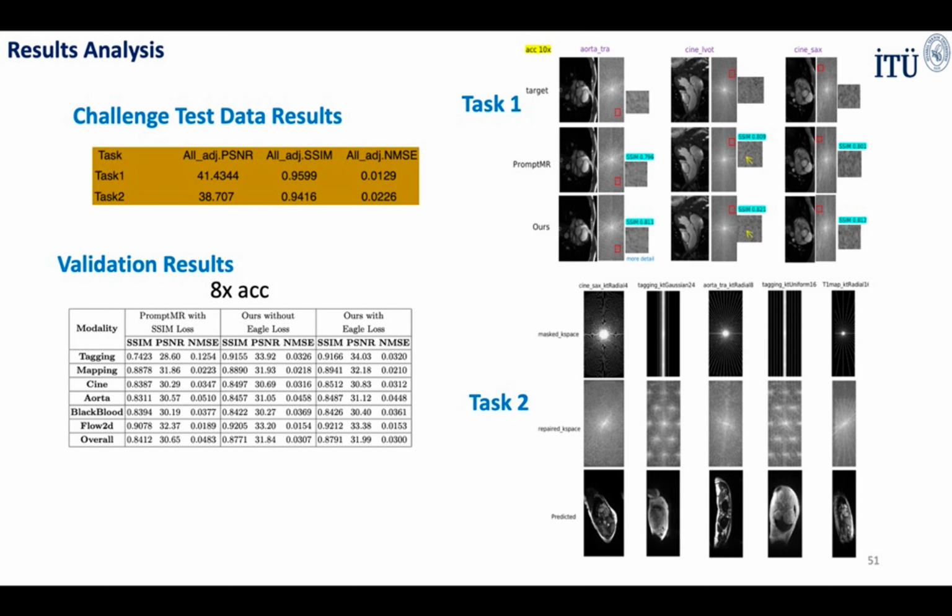Task R2. The images show some example results. Masked K-space. This is the undersampled data we start with, showing missing information from the original K-space. Repaired K-space. Our model fills in the missing parts, making the K-space more complete. Predicted images. These are the final reconstructed images, showing clear details and structure. Overall, it proves our model can handle various types of undersampling and still produce high-quality images across different modalities.